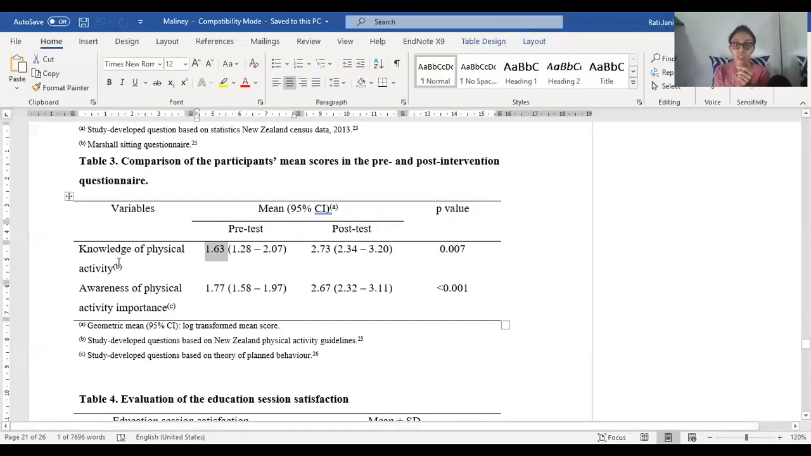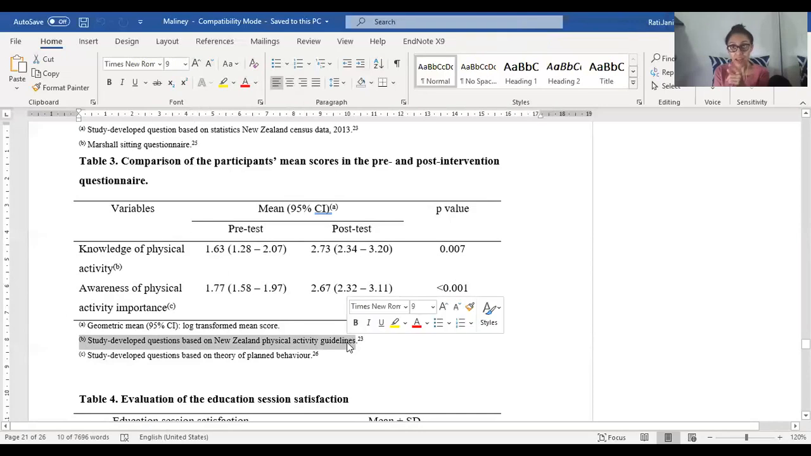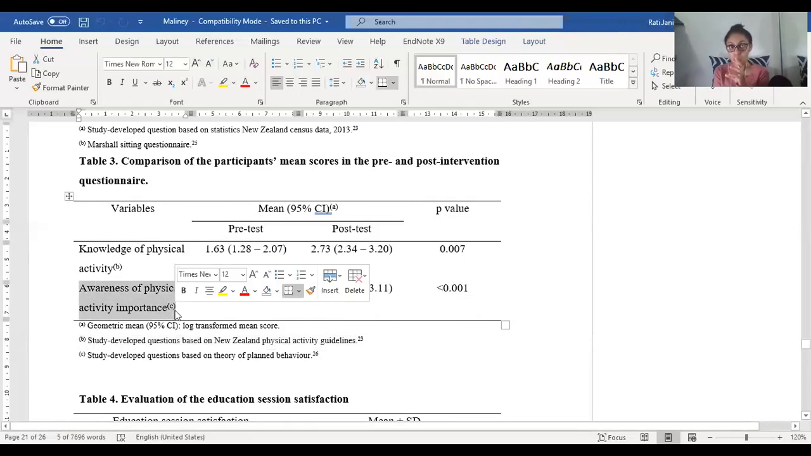Okay, now guys, if you see, this study developed questions based on New Zealand physical activity guidelines. Okay, so as I had encouraged you, for your questionnaire, you can use previously validated literature in informing the development of your study developed questions. This is what they had done. This is another section which they have as part of their section 2. So in their section 2, they had section 2A and section 2B. Okay, that's why they have 2 t-tests in this section 2.